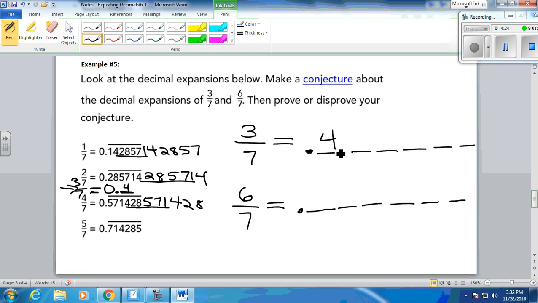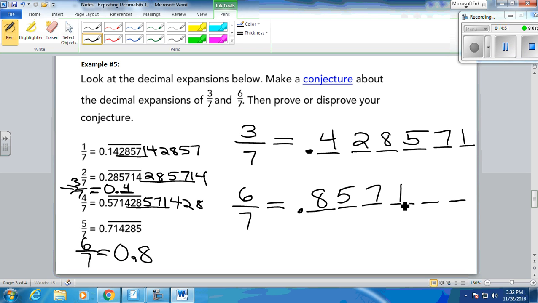If I look at 6/7, the first number in the 10th place has to be bigger than 7, and so I'm looking at 8, because that's from my list of numbers there. So then 8 would go here. So if I just look at the rest of the pattern, after the 4 in 1/7 came 2, 8, 5, 7, 1, and in 6/7 went 8, 5, 7, 1, 4, 2. So if I'm looking at the 8 right here, then goes 5, 7, 1, 4, 2.